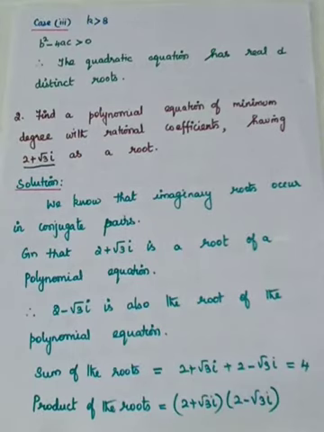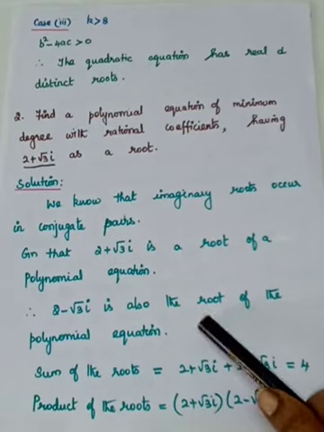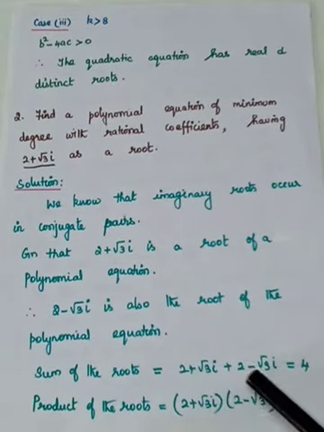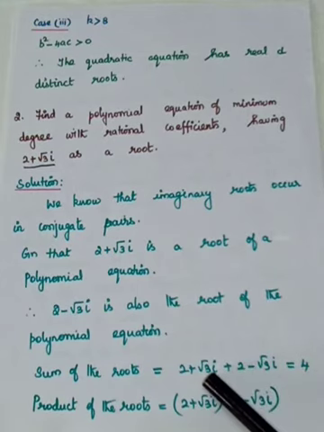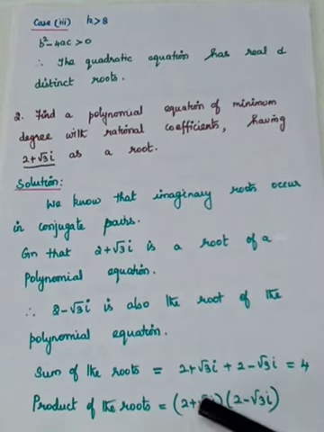So for that, alpha and beta are there. To form the quadratic equation we need the sum of the roots. So 2 plus root 3i plus 2 minus root 3i. So plus root 3i and minus root 3i get cancelled. 2 plus 2 is 4. Next, alpha into beta we have to find out, that is the product of the roots. So 2 plus root 3i into 2 minus root 3i.